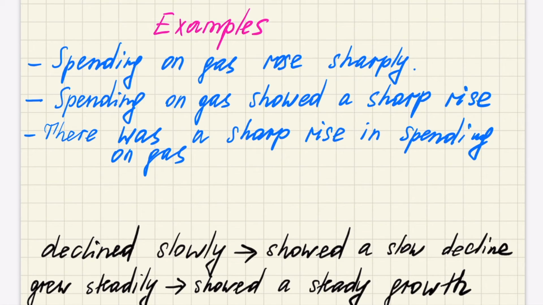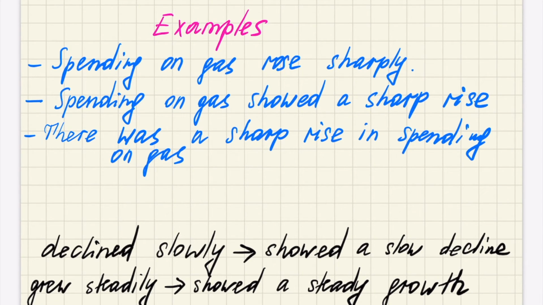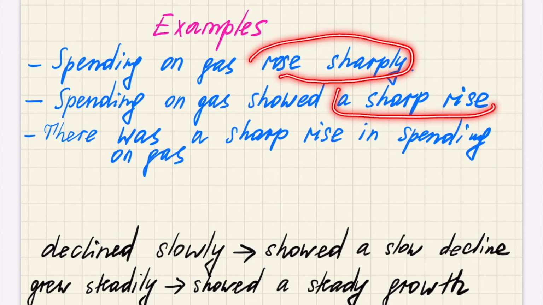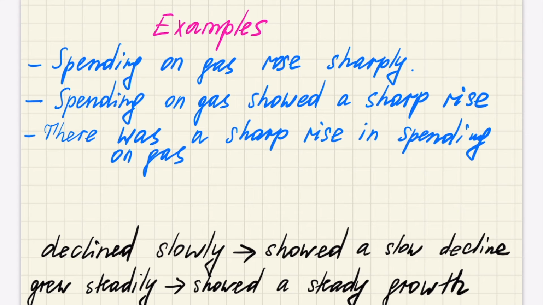So examples. Spending on gas rose sharply. We can say spending on gas showed a sharp rise. Why are we saying this? Because as you know, we have to count all of the words which we write in writing task 1, and in this case we can put just 2 words. Here we can put 3 words, and we're going to have more words. Sometimes we don't have that much information to write, and because of the stress, we can just forget some words, and in that case it's better to use this kind of trick and put more words in order to get a high score.